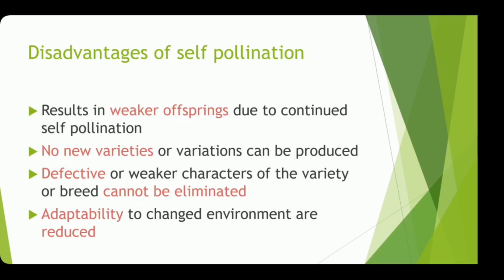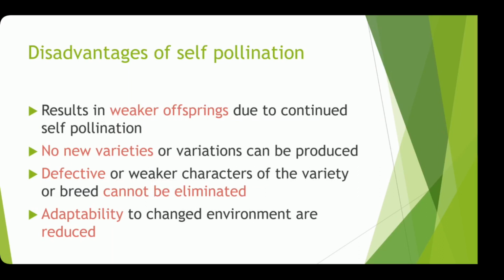But if it is about cross pollination, there are two parents from different places, different plants. But here in self pollination, it occurs in the same plant. So that's why no new varieties. It means no new gene combination will be seen. Then third is defective or weaker characteristics of the variety.